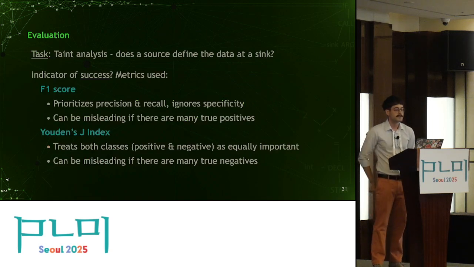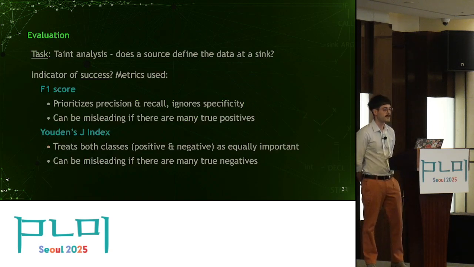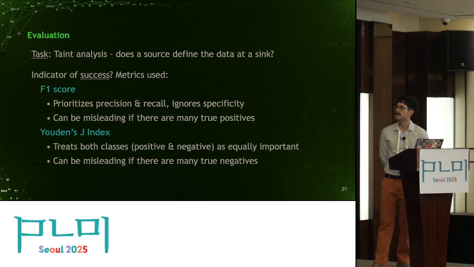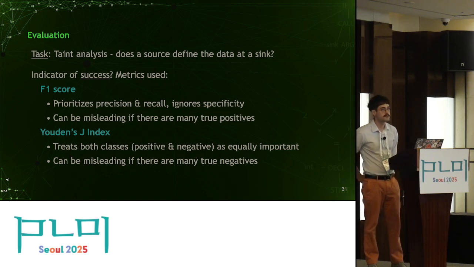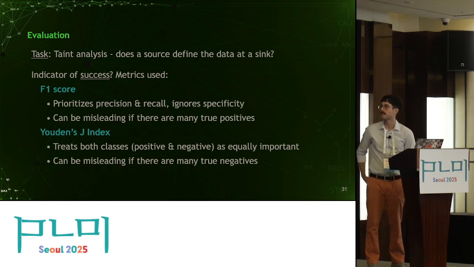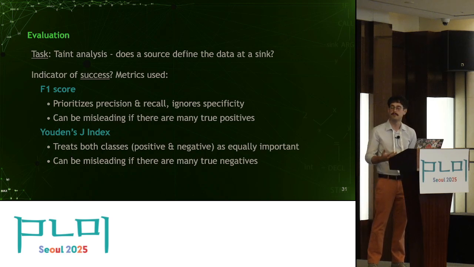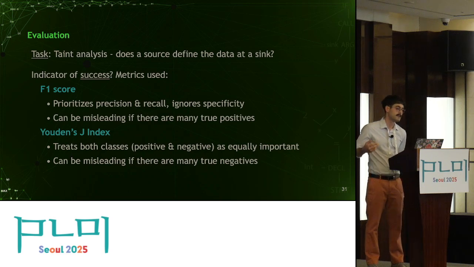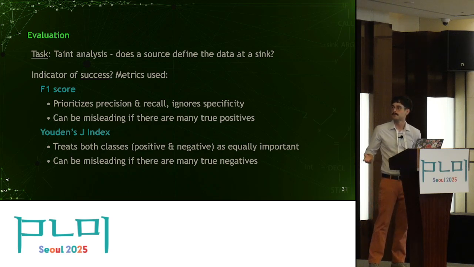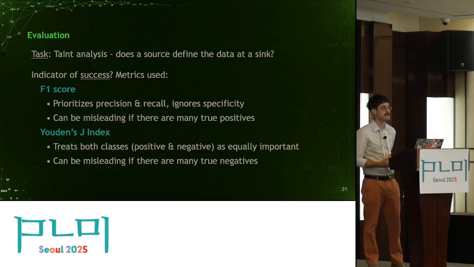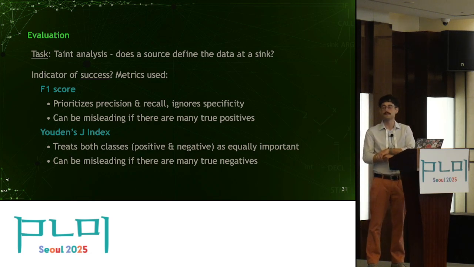So for the evaluation, we use taint analysis. Again, we ask, does a source define data at a sink? And what is our indicator of success? Essentially, we use F1 score, which is about how many true positives we get, more biased towards recall. Since that is perhaps too biased for something that over-approximates, we also include J-index, which is a bit more balanced for false signal.